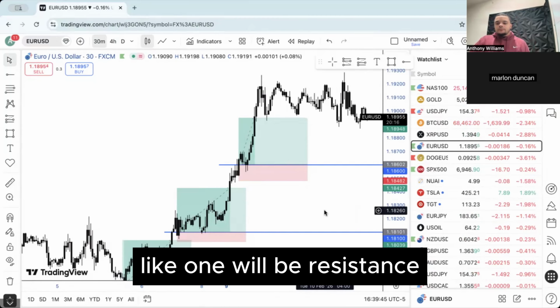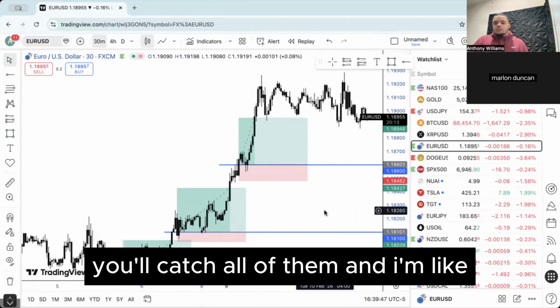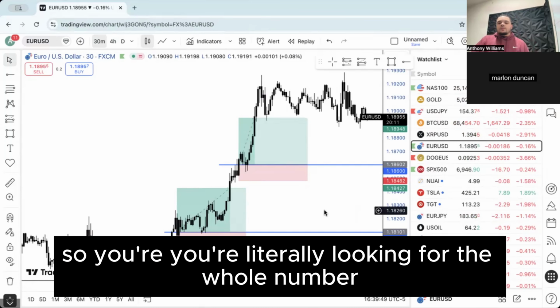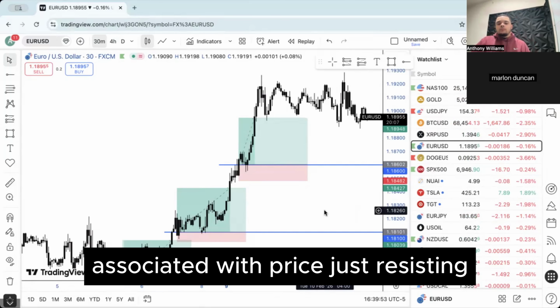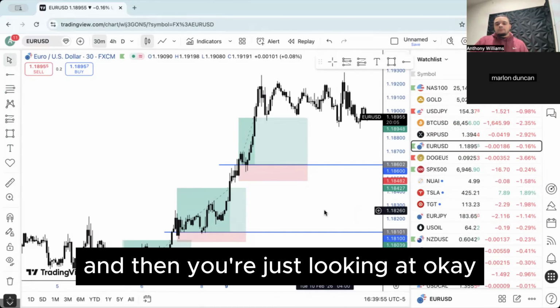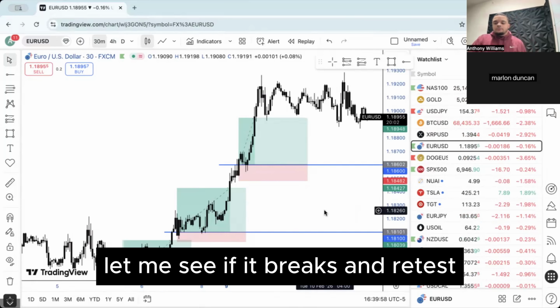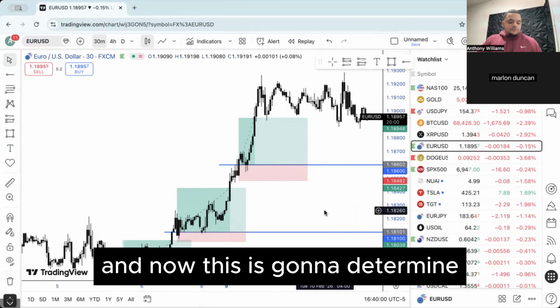Like one will be resistance, one will be, and you'll catch all of them. And I'm like, how is he catching that? So you're literally looking for the whole number associated with price just resisting, and then you're looking at, okay, let me see if it breaks and retests. And now this is going to determine.